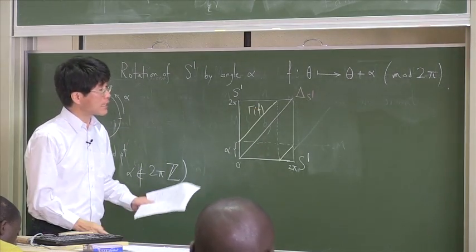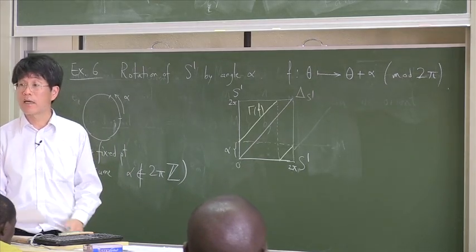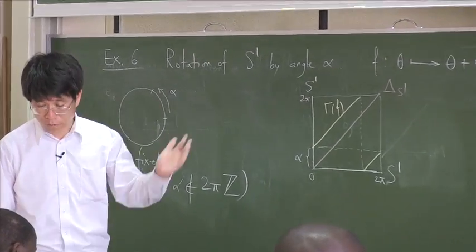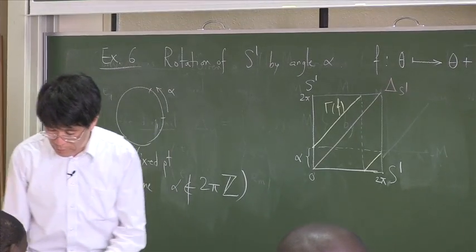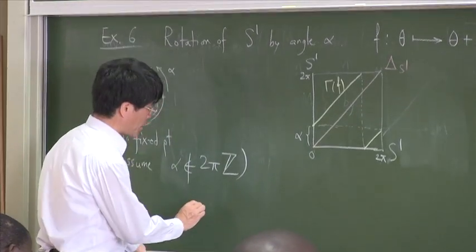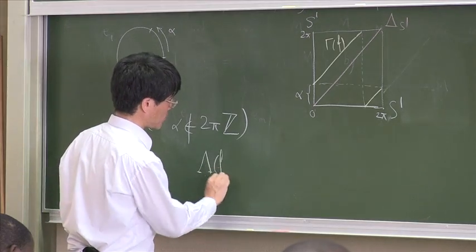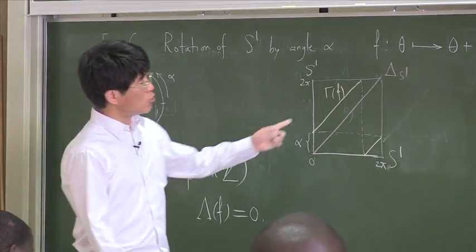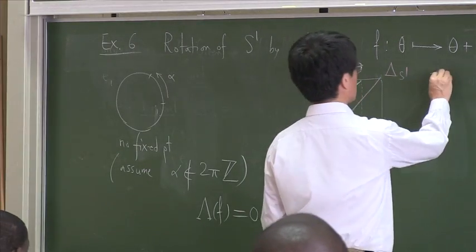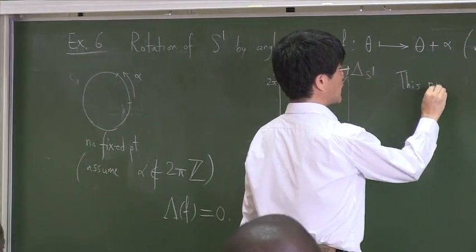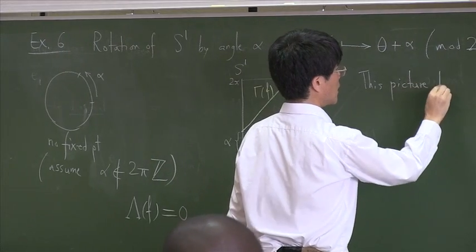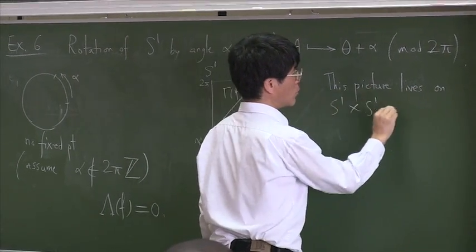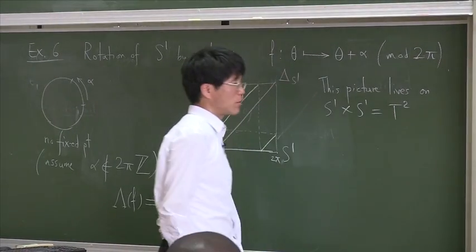How many intersections are there in this picture between yellow and red? None. Of course, there shouldn't be any. So the Lefschetz number is zero. You should note what this picture really is. So this picture, in reality, lives on S1 cross S1, which is equal to T2. Sigma 2, if you like.